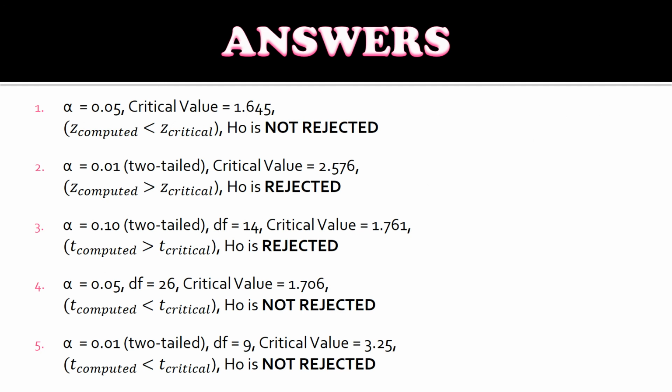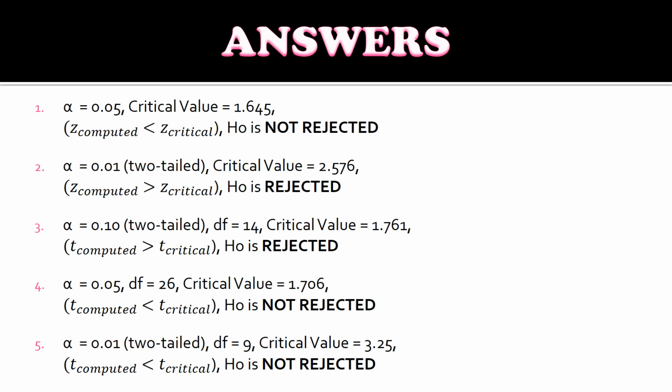Okay, now let us check the answers. For number 1, alpha is 0.05. The critical value is 1.645. So the computed z is less than the critical value of z, so the null hypothesis is not rejected. For number 2, alpha is 0.01, so that's for two-tailed. So the critical value is 2.576. So z computed is greater than the critical value of z. So our null hypothesis is rejected.